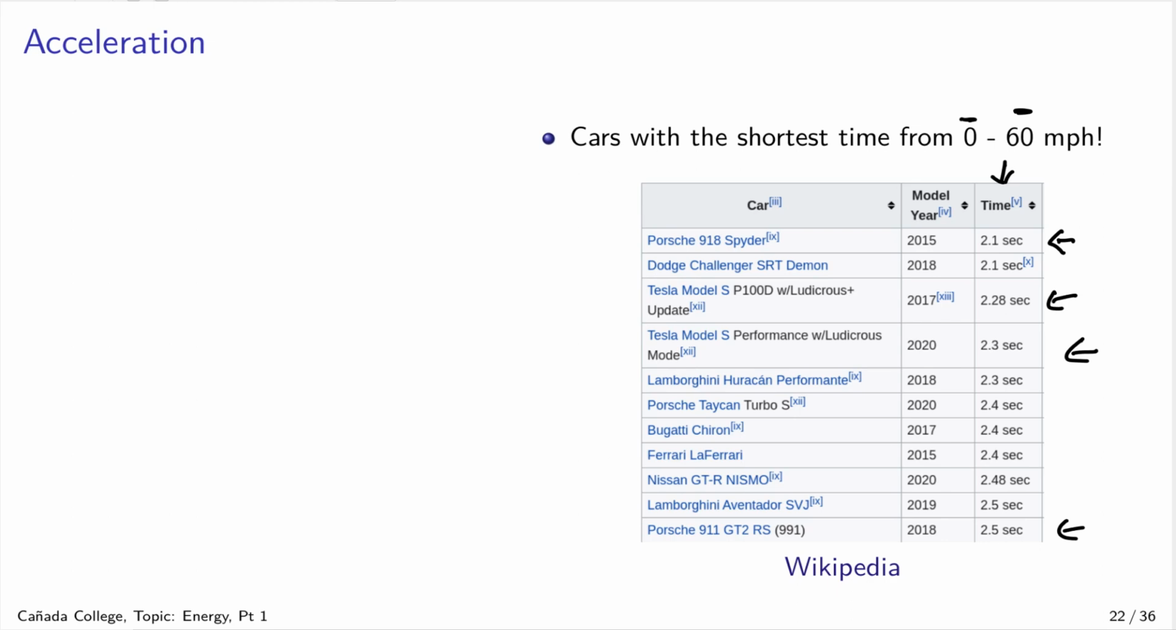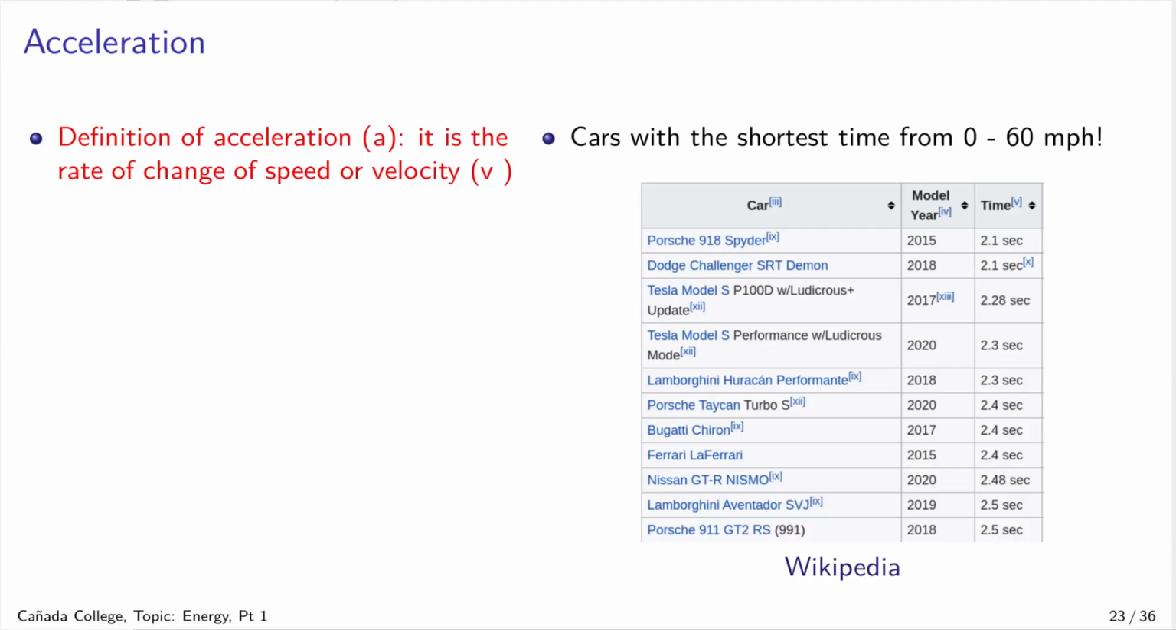It is telling us that the speed of the car in going from 0 to 60 miles per hour changes in 2.1 seconds. So now we can measure something known as the rate of change of the speed, which is the speed change, in this case 60 minus 0, divided by the time it takes, that means 2.1 seconds, right? So this quantity, which is a change in speed over change in time, is known as acceleration. So the definition of acceleration is that it is the rate of change of speed or velocity.